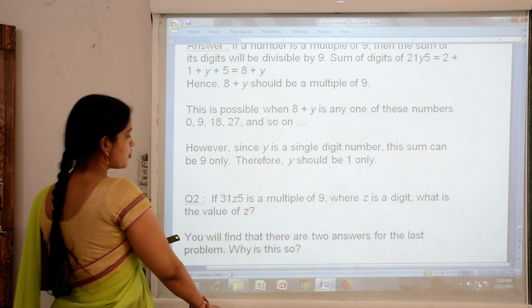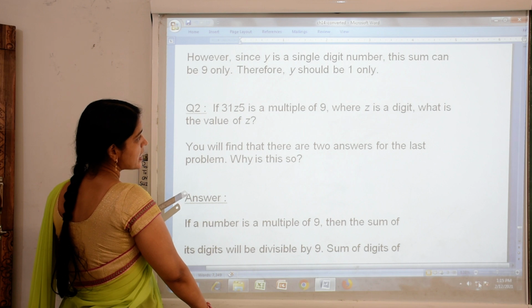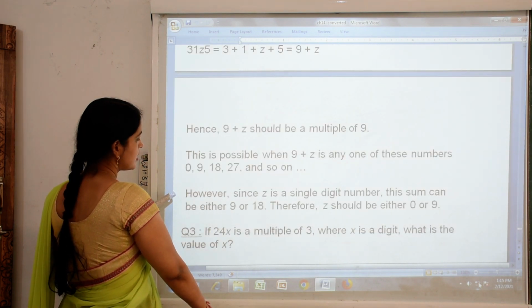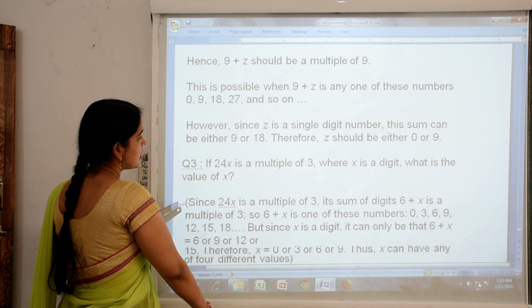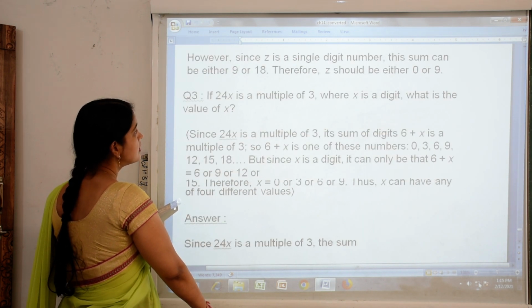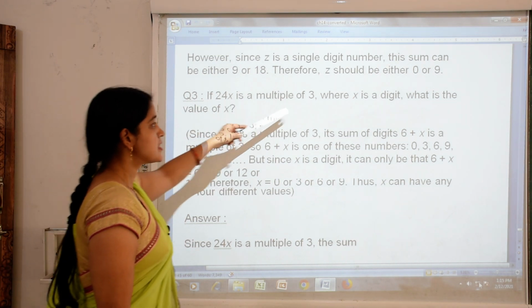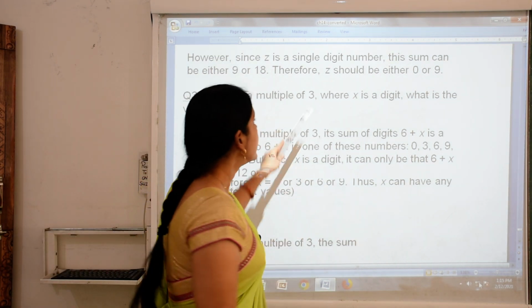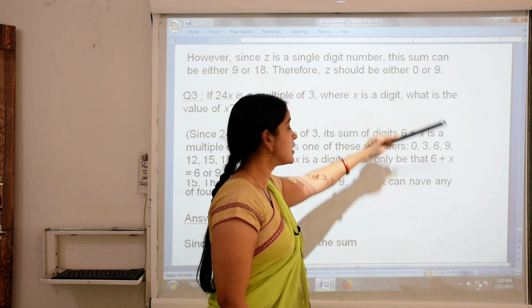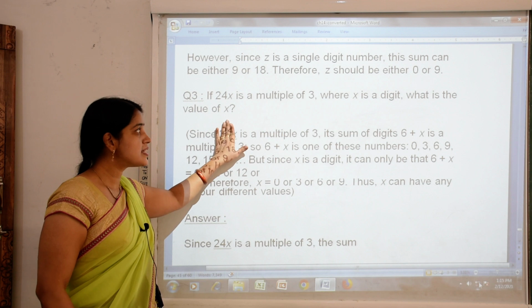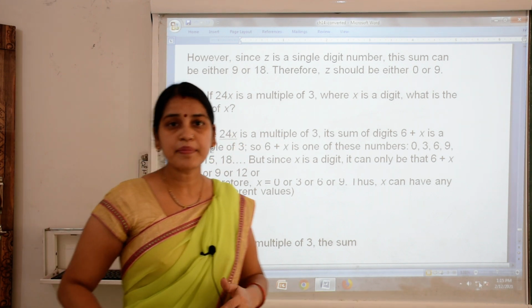Let's see one more. Its second one is also the same as the previous question. Okay. Now let's see its third. Here given, if 24x is a multiple of 3 where x is a digit, then what is the value of x? Now this is related to the multiple of 3.